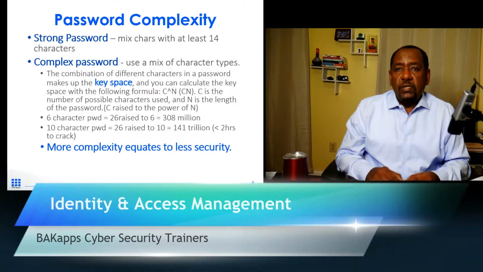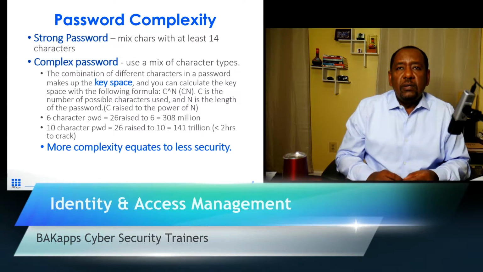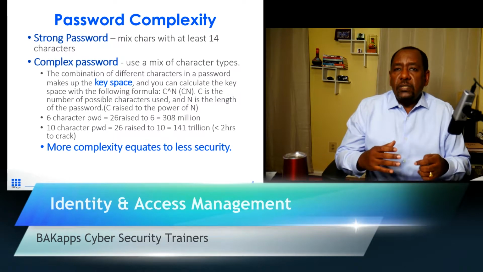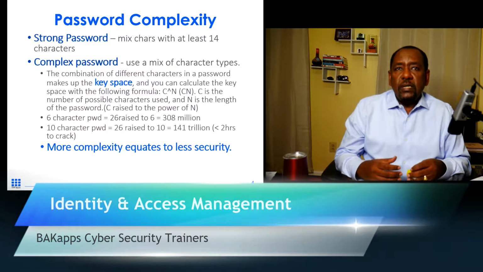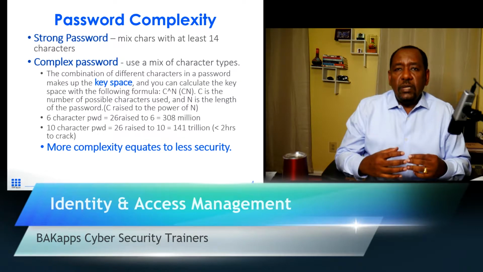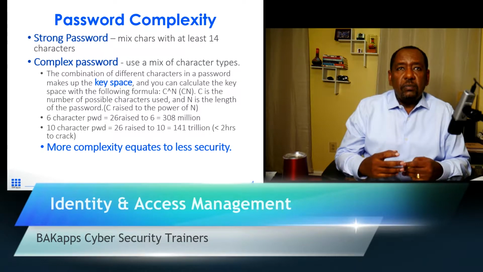However, there is a terminology called complex password. Complex password uses a mixture of character types. What it does is you can use uppercase, lowercase, special characters, numbers, different kinds of character types. It is kind of difficult. So what we call a complex password doesn't necessarily mean a strong password. Those are two different concepts.